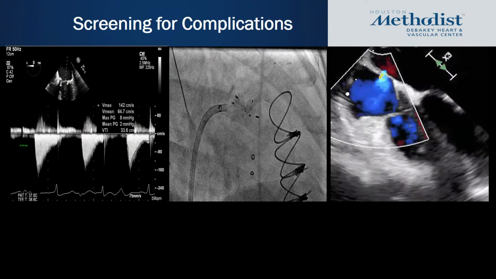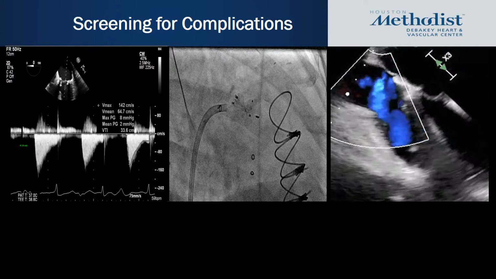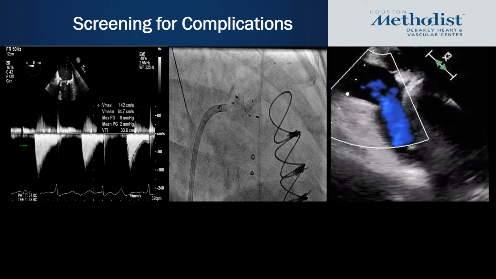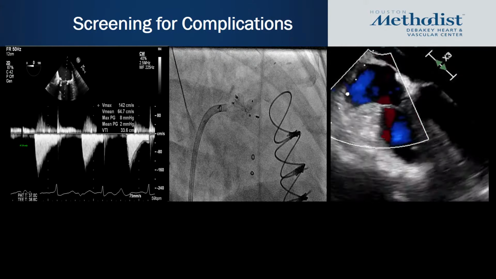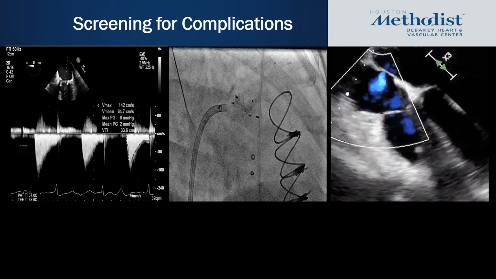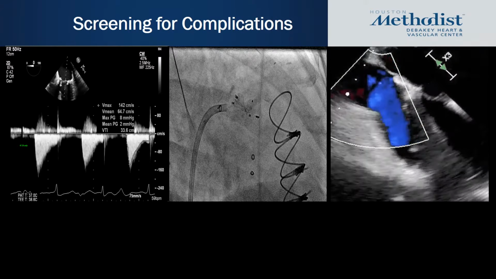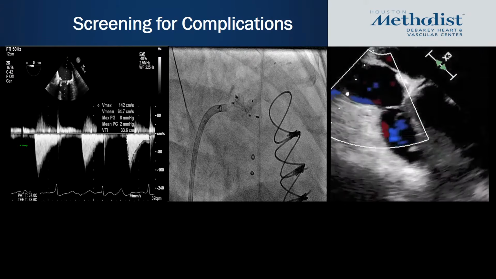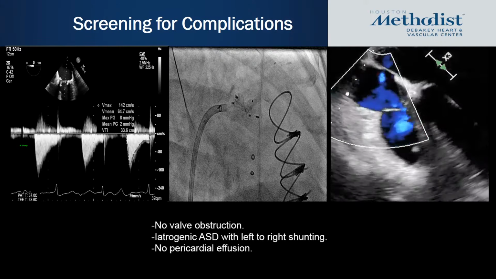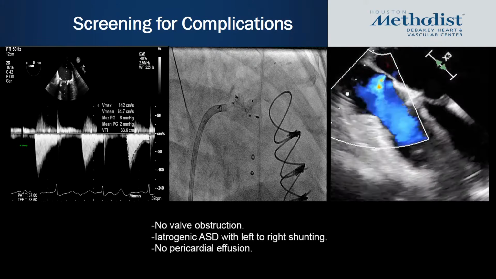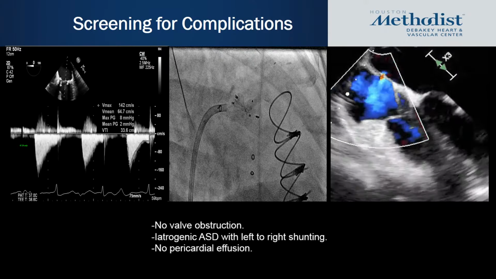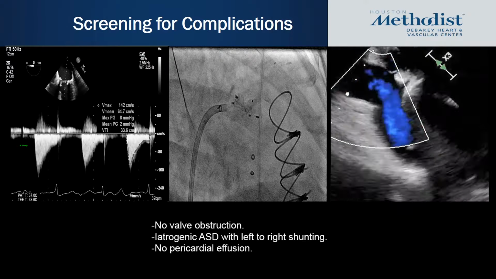Things to look for include the gradient across the valve, because you want to make sure that the closure device has not interacted with the prosthetic valve, causing either regurgitation or obstruction. And then you want to evaluate the interatrial septal defect like we do with all the transseptal procedures. And using fluoro, we can also confirm that there's no interaction between the closure device and the prosthetic valve. And of course, ruling out a pericardial effusion at the end of each structural procedure. So this is an example of a PVL closure procedure.